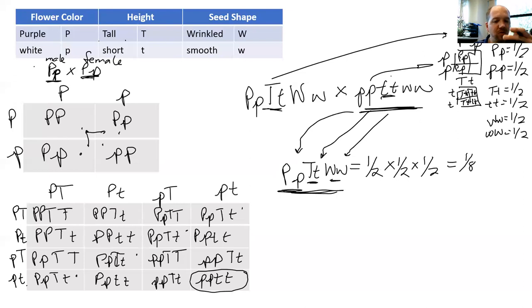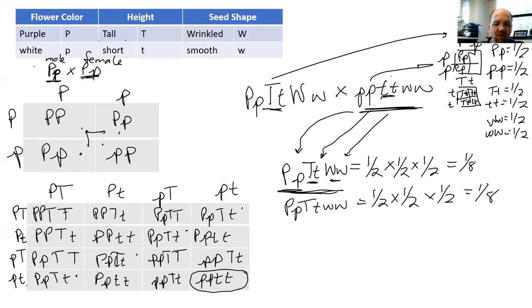And if we do all the different genotypes, it's going to be similar. So we could have an individual that's purple, tall, but has smooth seeds. And we could run the mathematics for this. Big P, small p is going to be 1/2. Big T, small t is going to be 1/2. And small w is going to be 1/2, so 1/8. So it's not too interesting here at this point, right? So there's going to be 8 different genotypes possible, 8 different phenotypes possible, and they're each going to be 1/8. And that's how this one's going to go. So there's the math for that. So that one wasn't too bad.